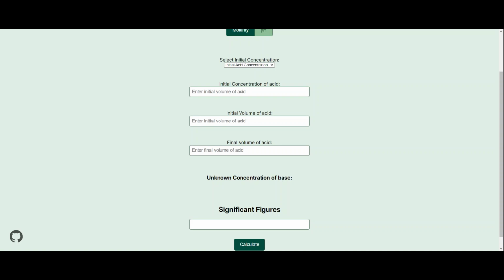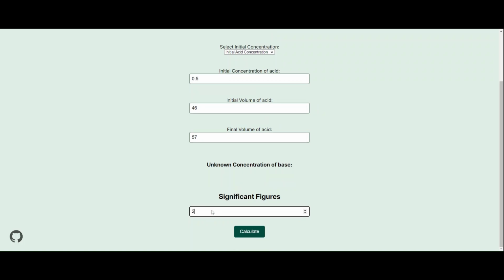Let's take an example. Let's try using the initial acid concentration, where we know the initial concentration of our acid, but we don't know the initial concentration of our base. We first enter our concentration, which is assumed to be molarity, for our acid. Then we enter our initial volume of our acid and the final volume of our acid after the titration has reached the endpoint, and the units for the volumes can be any units as long as the initial volume and the final volume have the same units.